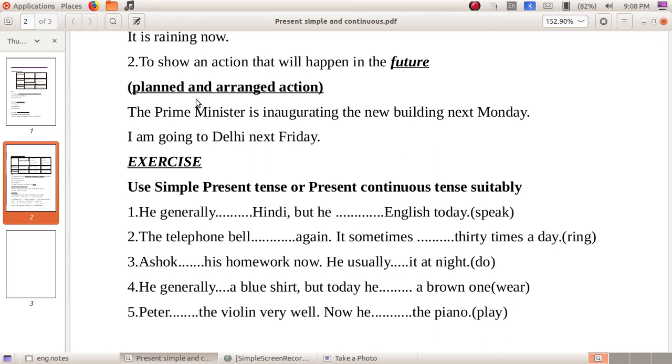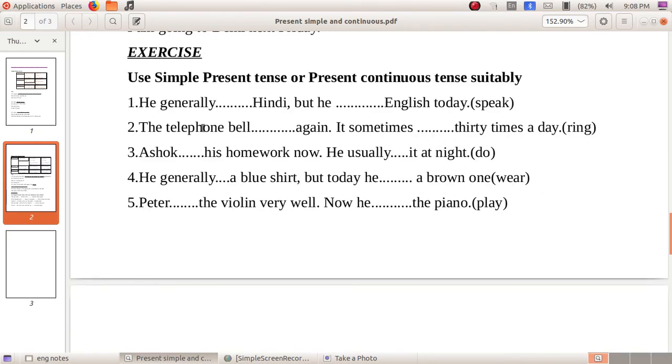But for us it is not so important. That may be important for literature students, but for an ordinary person, the uses that we have mentioned now will be enough. So, based on that, I have given 5 sentences in which you have to complete the sentences using simple present or present continuous tense. First one: he generally dash Hindi but he dash English today. What may be, how to use the verb speak?